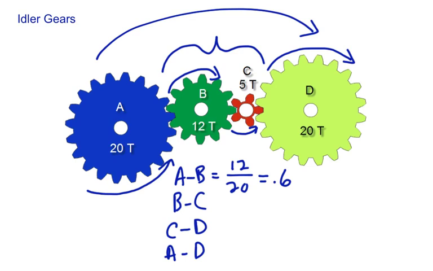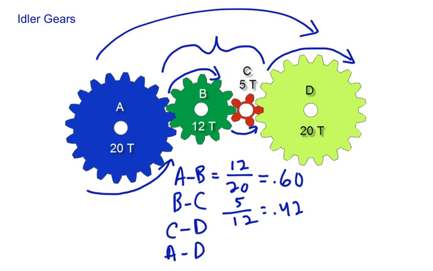Okay, now I'm going to go from B to C. So C is the driven. That's going to be 5 over 12. Take 5 divided by 12, and I get about 0.42. Okay, and that would mean that I'm still not gaining torque. I'm still gaining some faster speed. So this gear would be spinning around even faster.